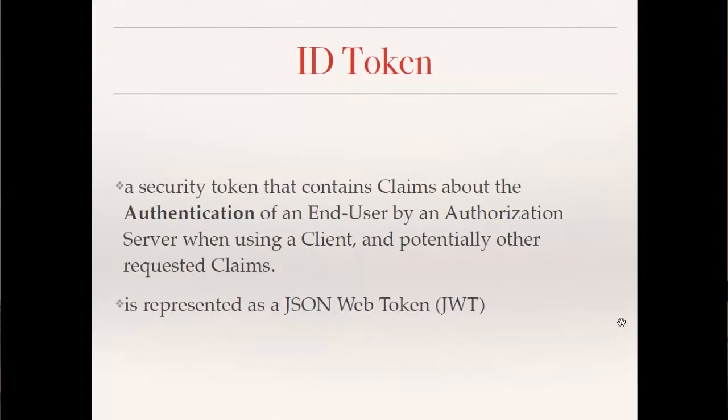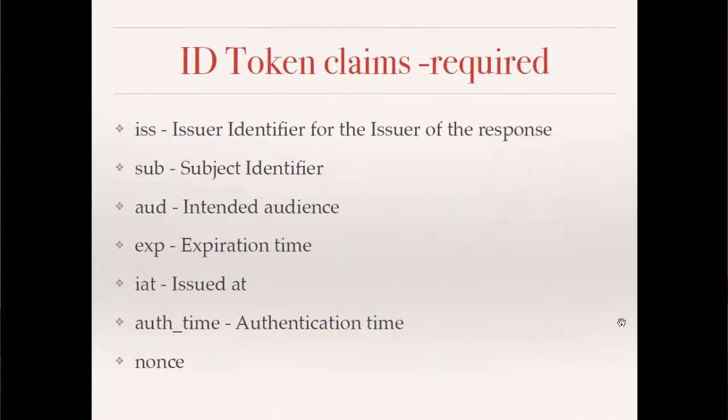So the ID token is about the authentication event. What happened? When did it happen? Who did it? And so forth. And who was authenticated? And it's represented as a JWT. These are the required parameters in the ID token. It's the issuer, the same issuer as you saw in the provider discovery response.